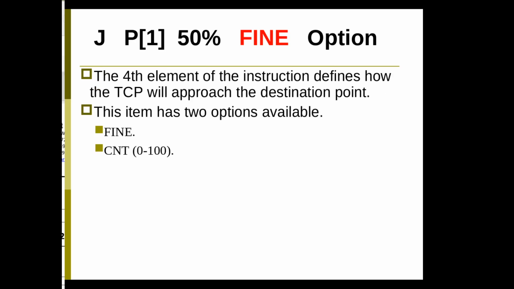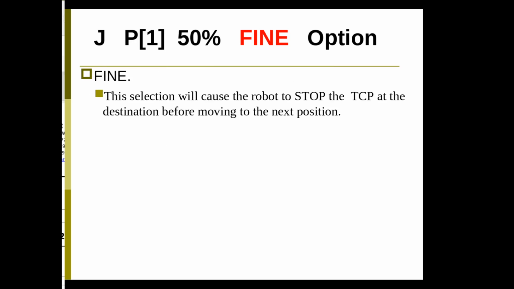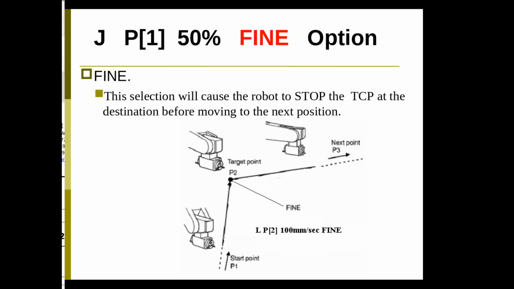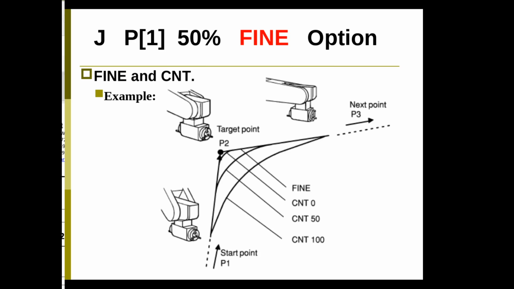All right, so the termination, I already kind of discussed that. Fine means that we're going to stop when we get there. So we're going to be speeding up to whatever speed that we're going to move. And then when we start getting close, we know we have to stop. So we're actually going to have to decelerate so we can stop. Okay. So fine means that we're going to stop.